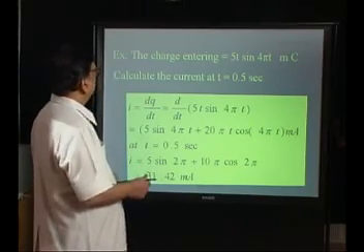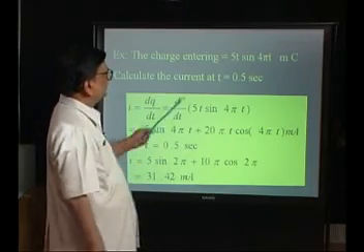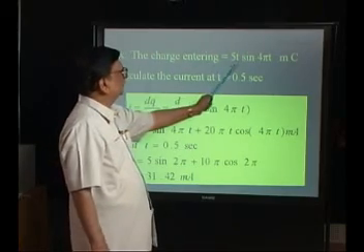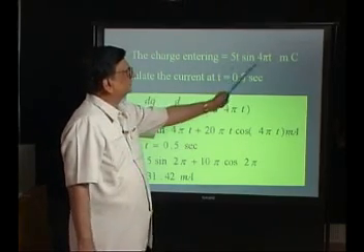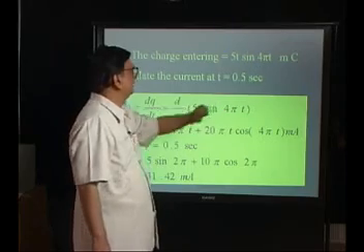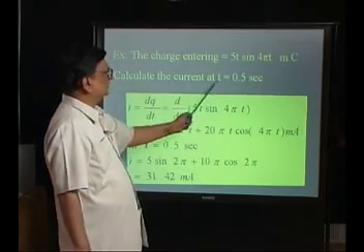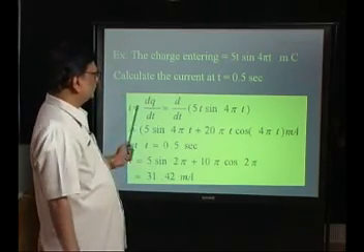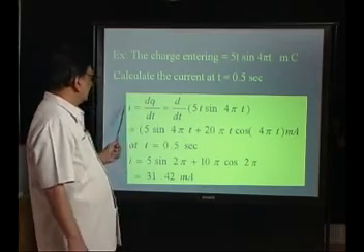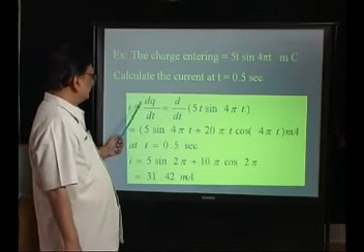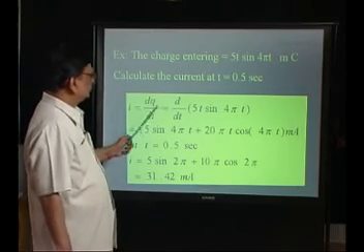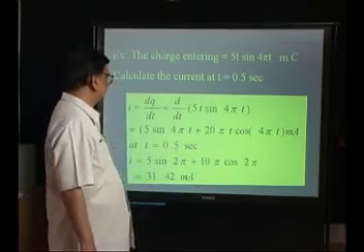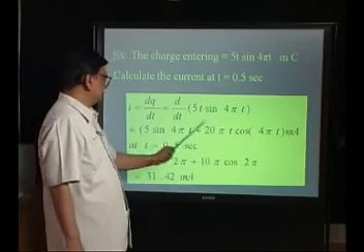For instance, if the charge entering a particular point is varying sinusoidally, q = 5π t sin 4π t, how do we calculate the current at a particular time, let us say 0.5 seconds? We go to the definition of the current. Current i is the rate of change of charge. Charge is given as 5π t sin 4π t. This is what is given, and we have to differentiate this.